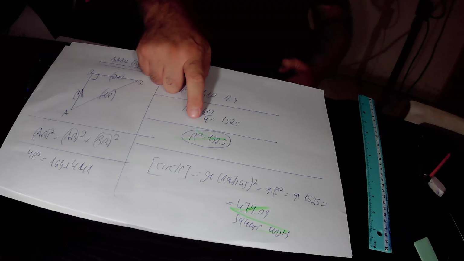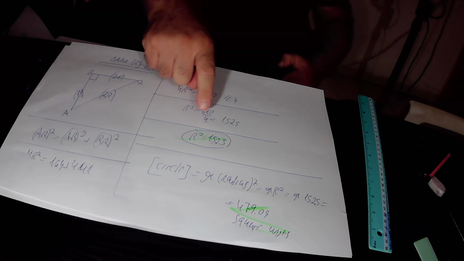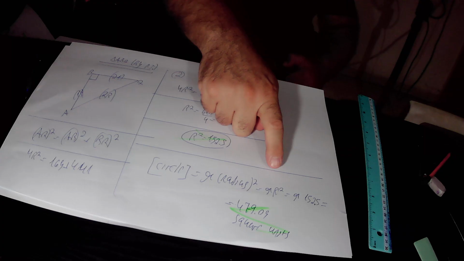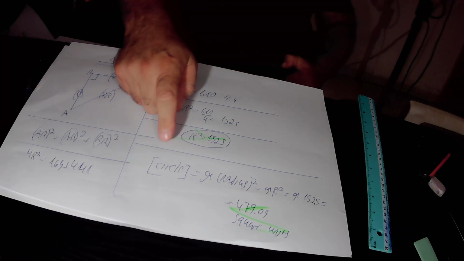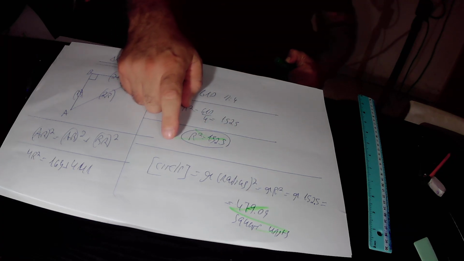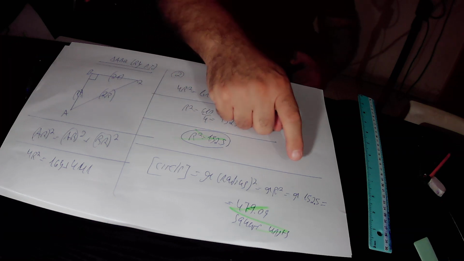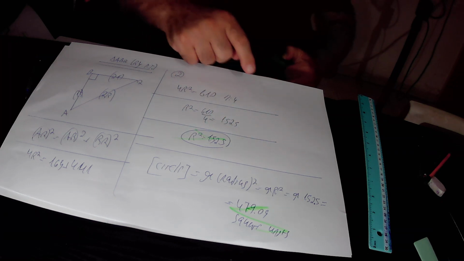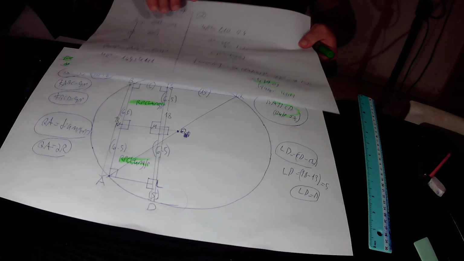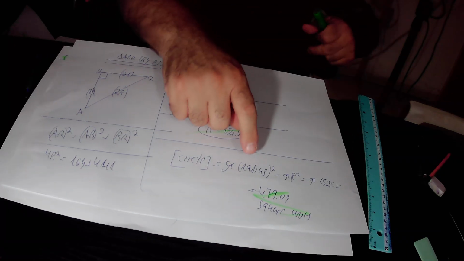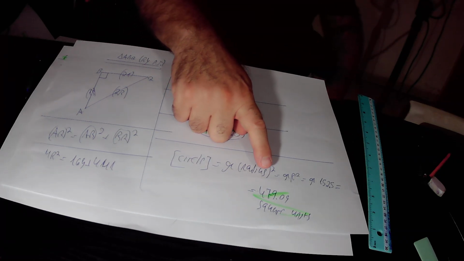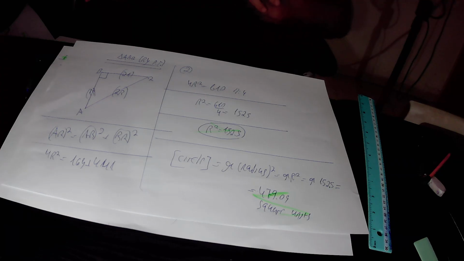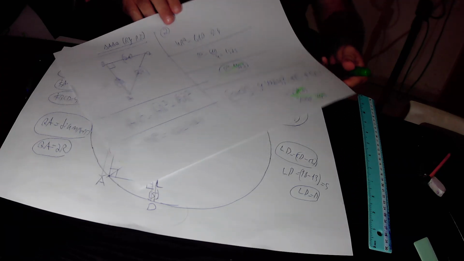But r squared equals 152.5. So we substitute r squared by 152.5, and we found out that the area of our circle equals either 152.5 pi square units in size, or in terms of numbers, the area of this circle equals 479.09 square units in size. So we finish with the first method.